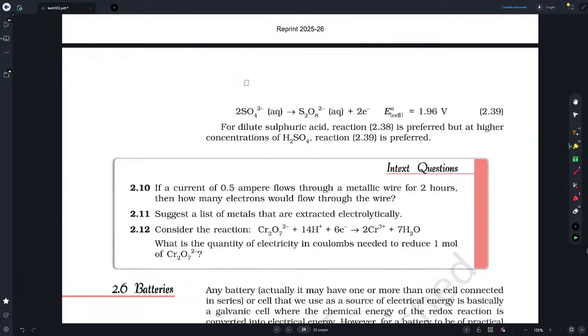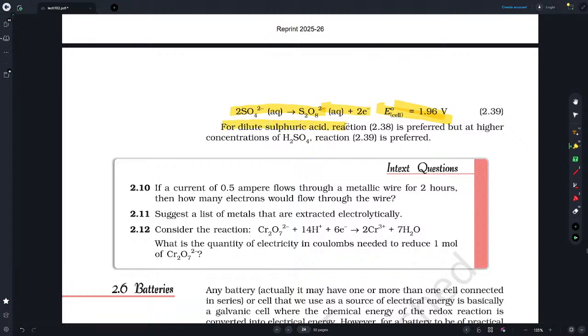Here, two sulfate ions are also getting oxidized. The reduction potential is really high, so the tendency of this reaction, where this undergoes oxidation, is also low.